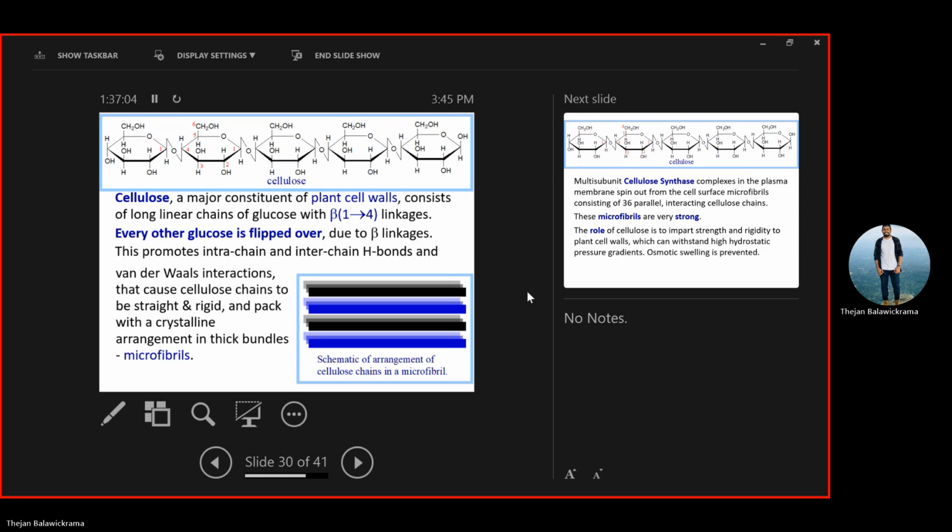Another example, cellulose. Cellulose is again a plant version. Cellulose is just wood. This is actually processed wood, like just normal wood. That is cellulose. It's linked in a different way.